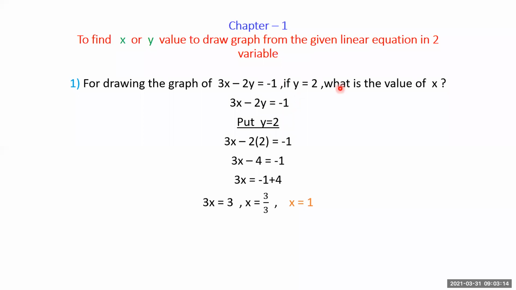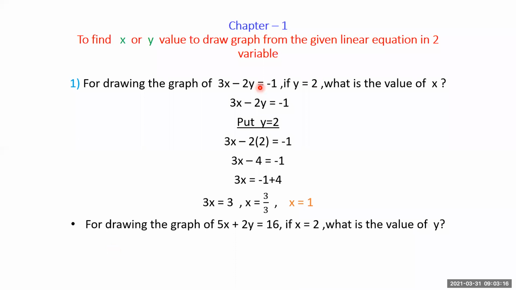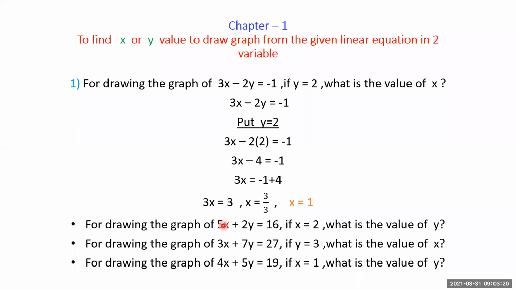So the next one, you see, I have given 3 model questions of this kind here. Okay, see, 5x plus 2y equal to 16: the x value is given, and you have to find the y value. And one more example I have given, 3x plus 7y equal to 27: the y value is given, and you have to find the x value. And 4x plus 5y equal to 19 is given: the x value is given, and you are supposed to find the y value. Is it clear, children?